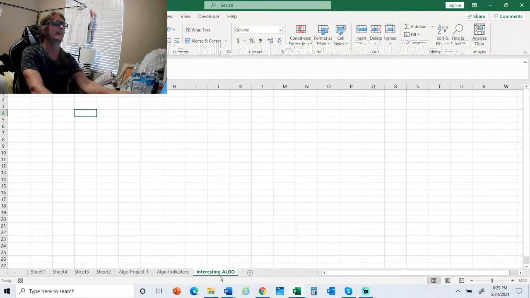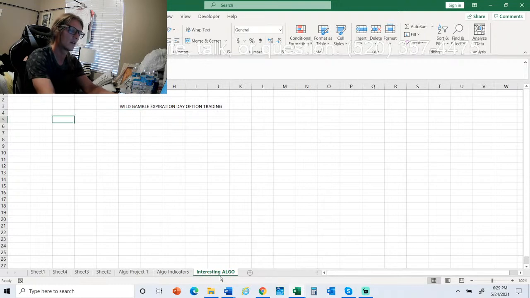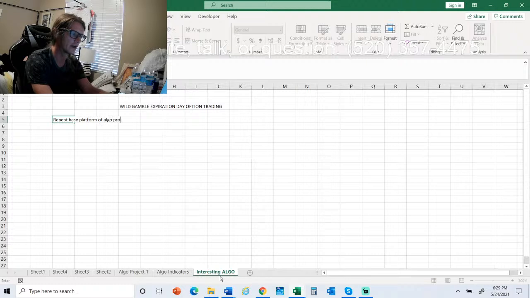All right, so we're going to call this one Wild Gamble Expiration Day option trading. Step 1: repeat the base platform of Algo Project 1. So that would just be copy and paste everything from that algo that I can reuse.